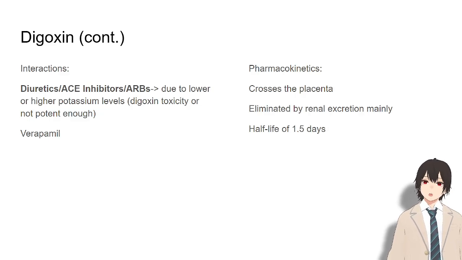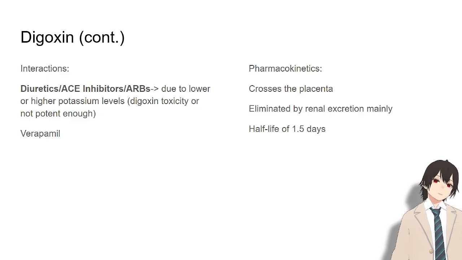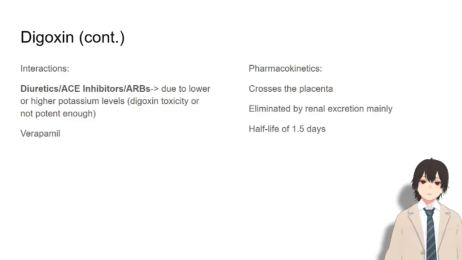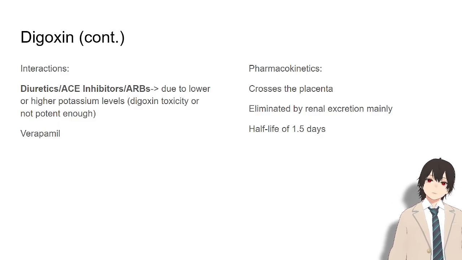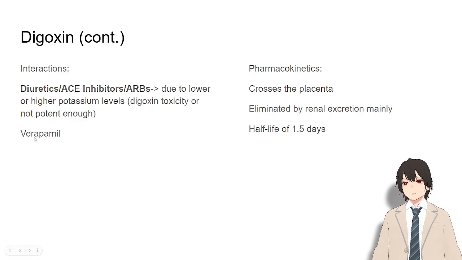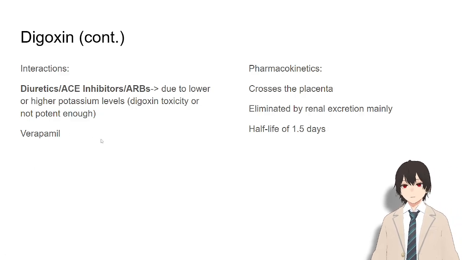The flip side can also be true, where ACE inhibitors and ARBs usually cause a higher amount of potassium in the body. One of the big side effects I told you guys to remember last week was that it causes hyperkalemia, high amounts of potassium in the blood, right? And when there's a high amount of potassium, that means there's less room for digoxin to bind, which means that the drug may not reach its potent dose. And also, just on a fun note, verapamil can also interact with it, okay?